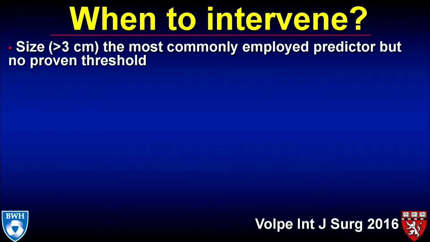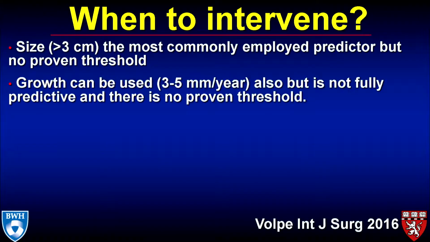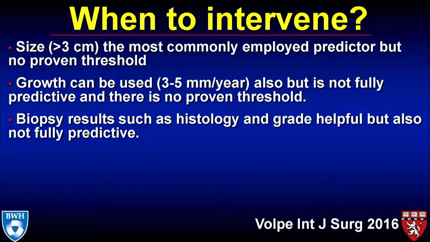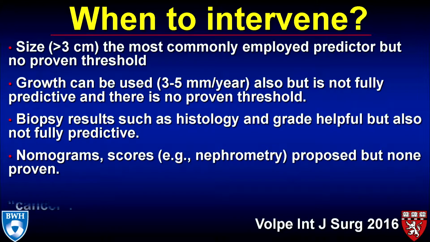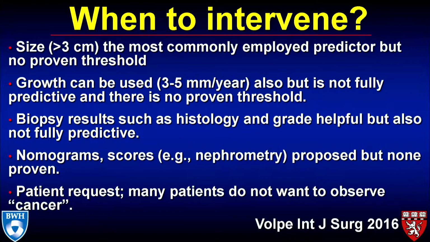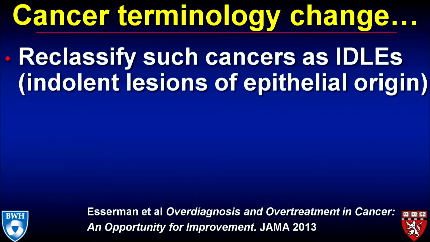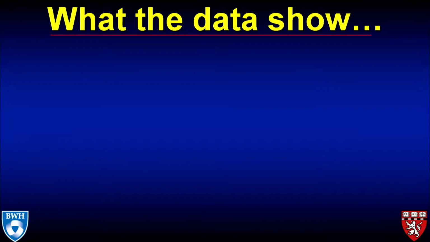When to intervene, the size threshold could be used, growth could be used, 3 to 5 millimeters have been talked about. We're going to maybe use biopsy, nomograms. There's nothing single that allows us to choose, but all can be used in combination. And then, of course, the patient may say, "Doc, I don't really feel comfortable following my cancer." So that's prompted many to suggest that we have to stop calling these cancers, but rather call them indolent lesions of epithelial origin, or IDLs for short.